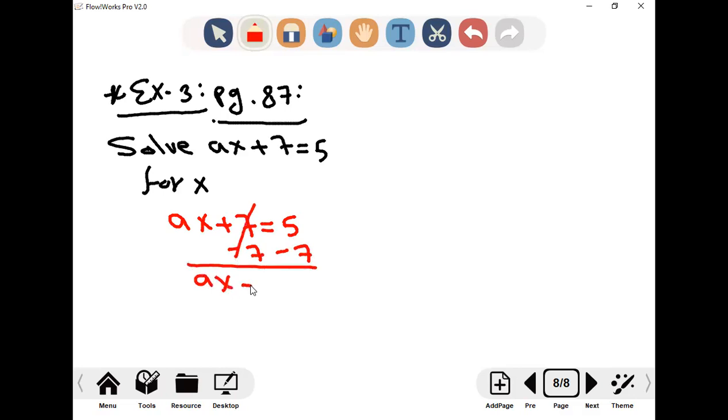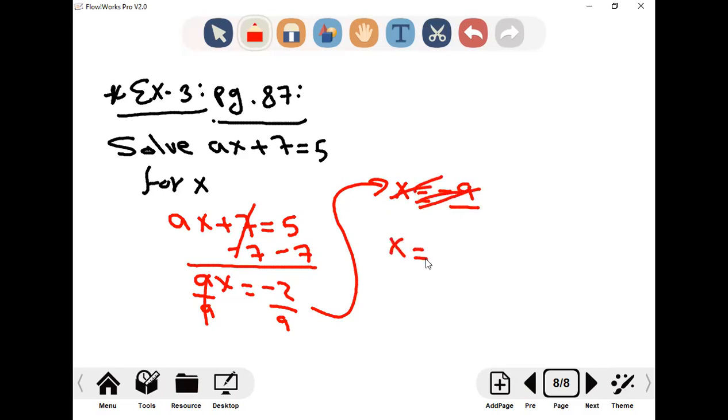Still ax equals negative 2. Now solve for x, I need to make x alone, in the form x equals. So I'll get rid of a by dividing by a. So x equals negative 2 over a. This is what we call solving it for x. But it always depends on the question. If the question says solve the following equation for y, you do the steps and make y alone, in the form y equals. Okay?